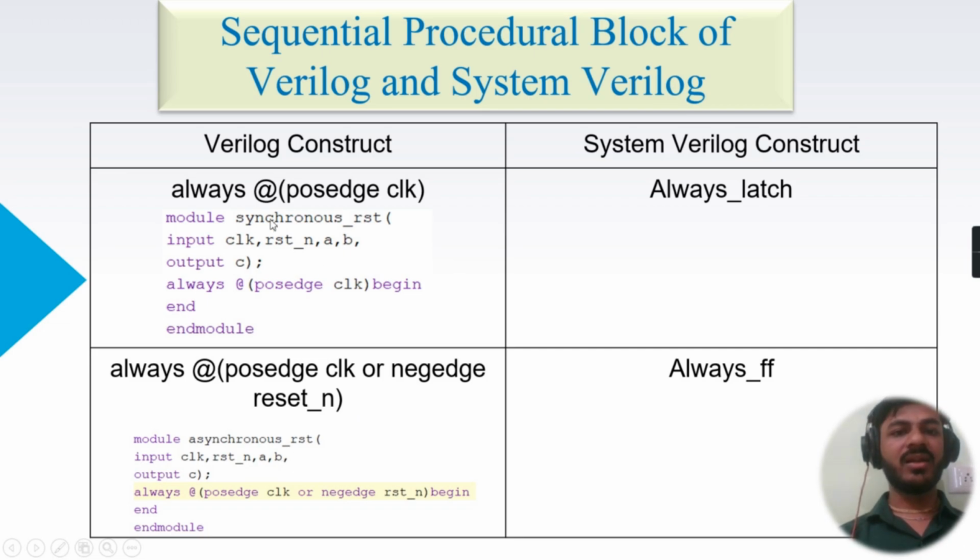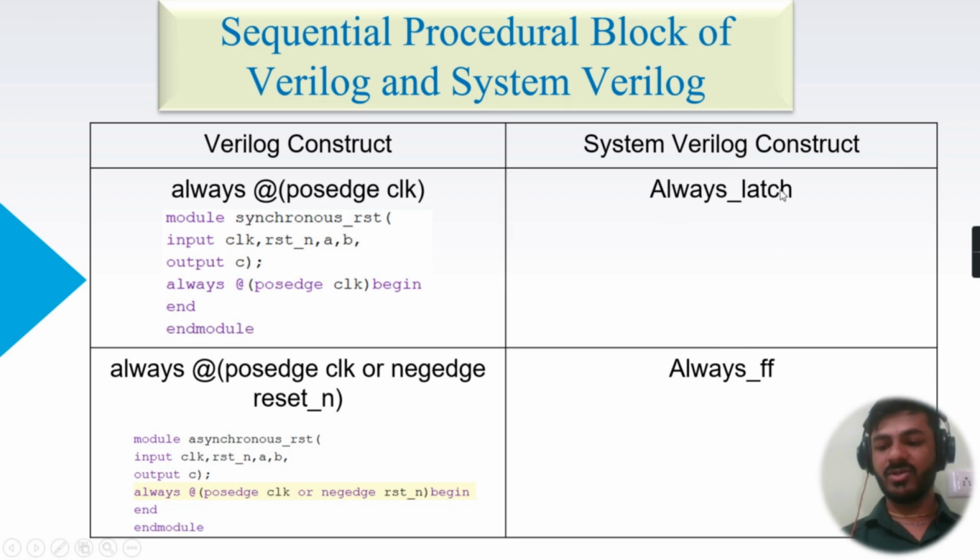The main difference between always @ posedge clock and always @ posedge clock or negedge reset is that this one acts as a synchronous reset and this one acts as an asynchronous reset. Now in SystemVerilog, we have two procedural blocks. One is always_latch and another is always_ff.